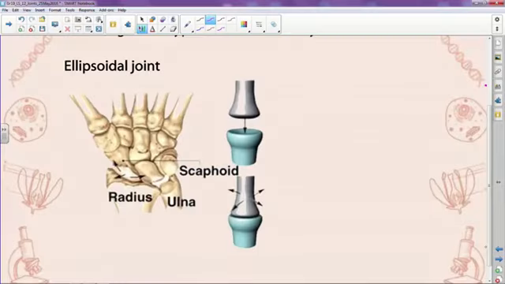The next one, which is not one that you'll probably have to do, is your ellipsoid joint. That is where the carpals join, with a funny twisting motion. It's like a tiny circular motion around the bones, the heads of your ulna and your radius.